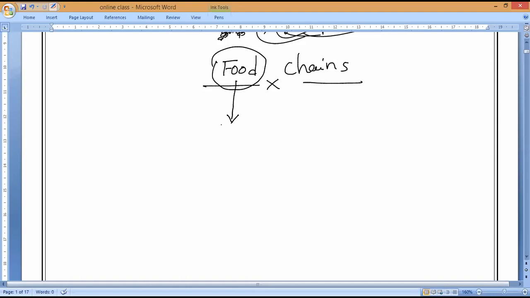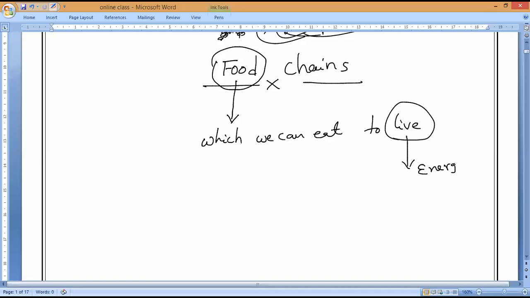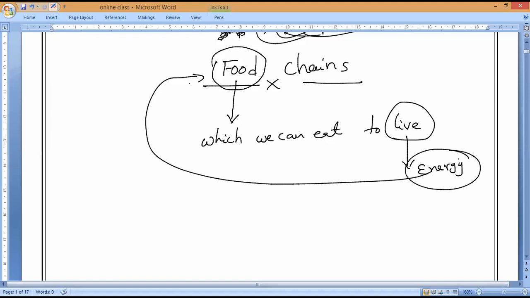So food means anything which we can eat, which we eat to live or sustain, is called food. Why should we eat to sustain? Because if you want to live, we need energy, and this energy is present in food. So food, in the sense, we can say is energy. Whatever energy the food contains can be transferred.